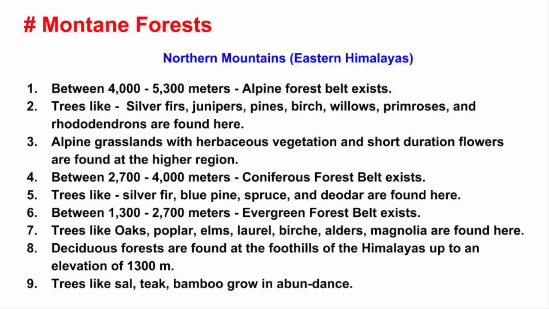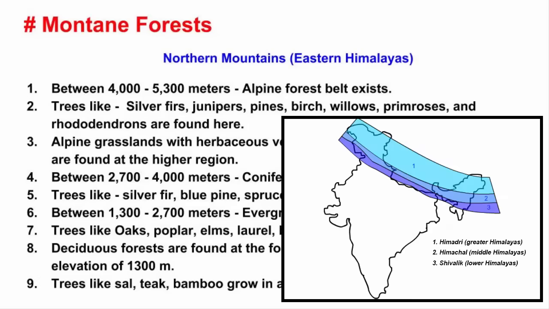First, we will look at the northern mountains. If you remember, the Himalayan mountains are divided into ranges. They are Himadri, which is called Greater Himalayas. Then we have Himachal, which is the Middle Himalayas. And then we have the Shivalik, which is Lower Himalayas. The width as well as their altitude varies. The height of these ranges can vary from 900 to 8000 meters above sea level.